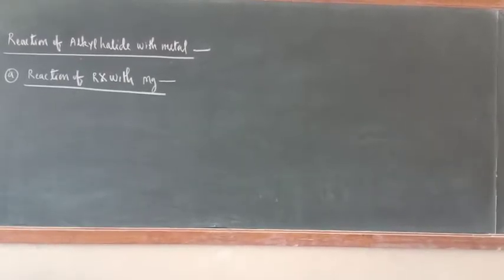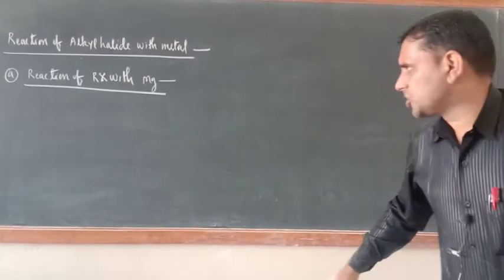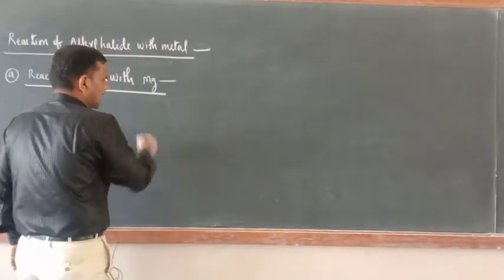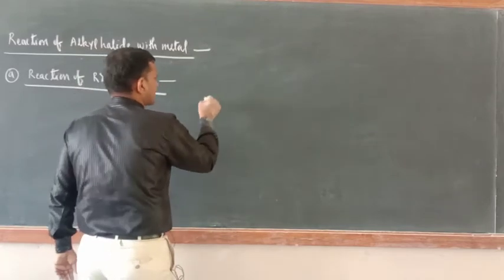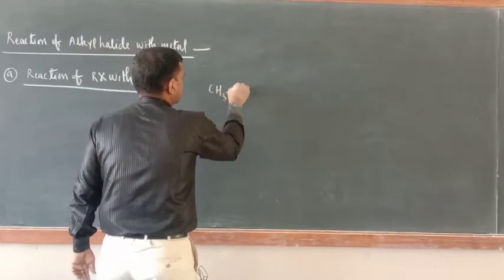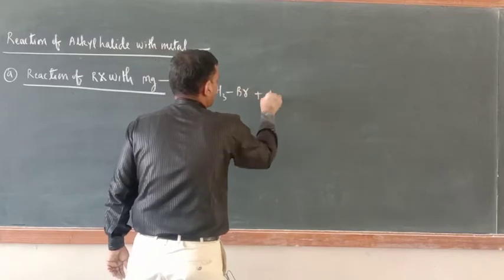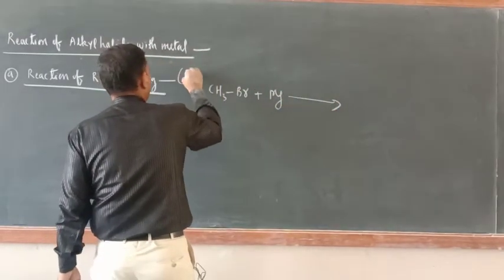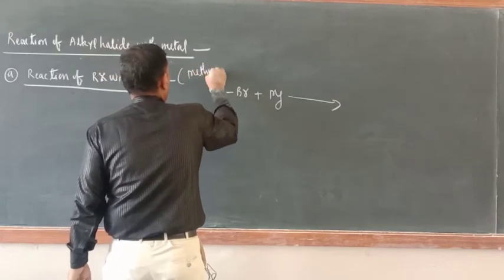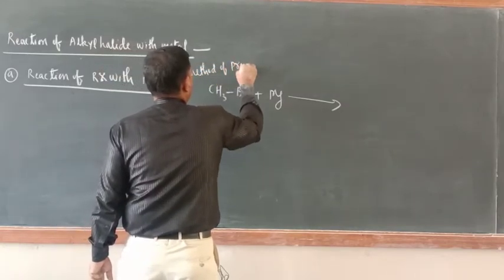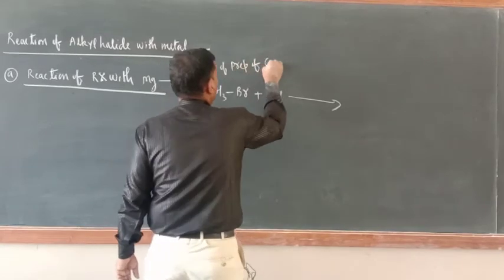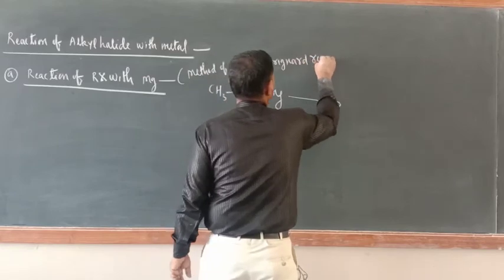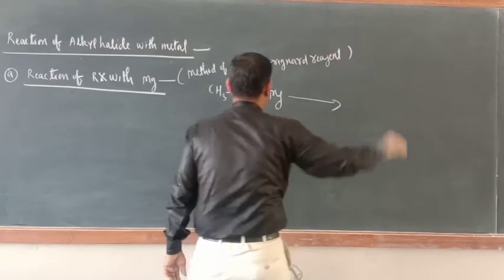Okay, so reaction of alkyl halide with magnesium. Just see here. Take one alkyl halide. Suppose I took this one, CH3Br, and its reaction with magnesium. This is the method of preparation of Grignard reagent. Just see here, method of preparation of Grignard reagent.